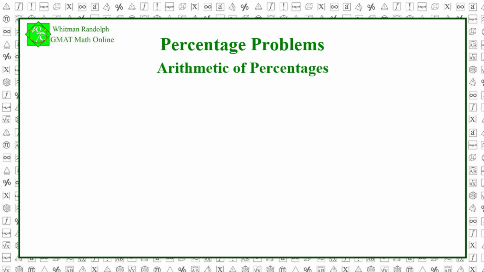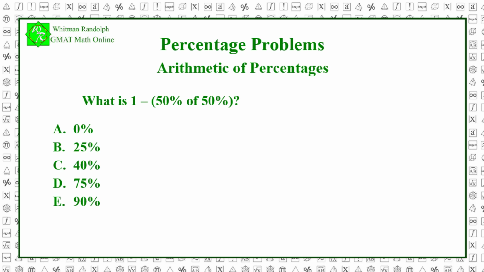Finally, let's look at the arithmetic of percentages. In performing computations using percentages, we must constantly bear in mind that percentages are simply fractions that have a denominator of 100. Problem: what is 1 minus 50% of 50%? And here are some possible answers. Let's find the solution.